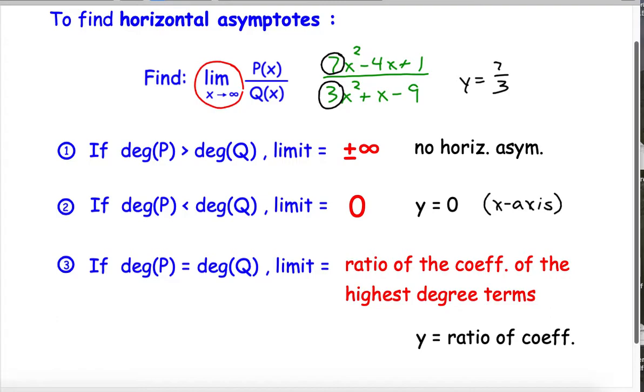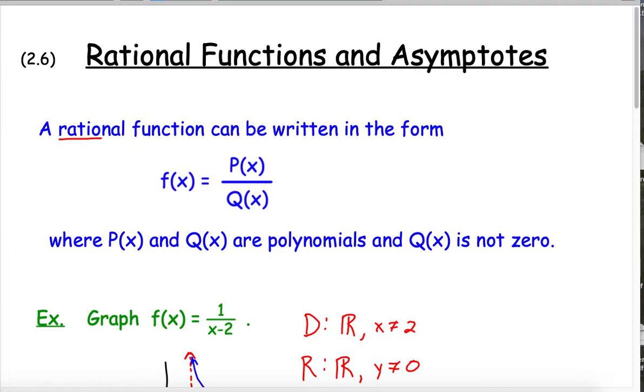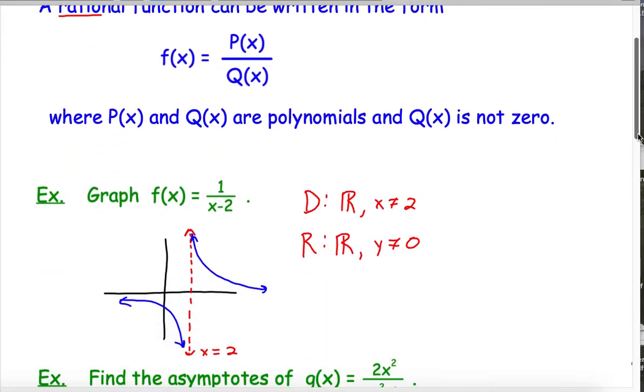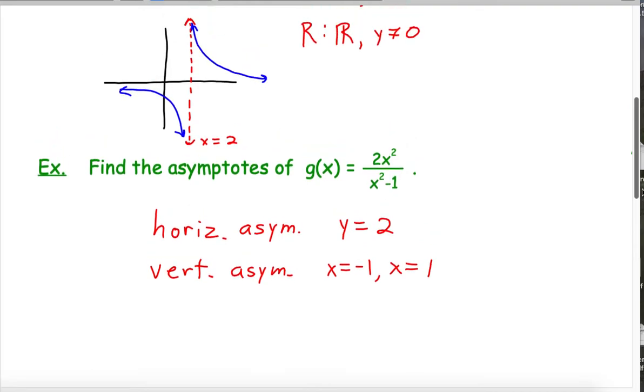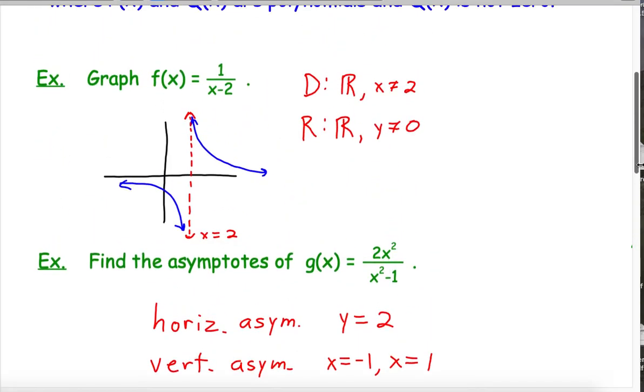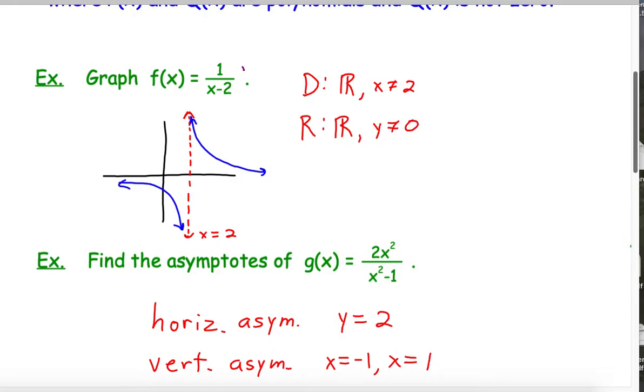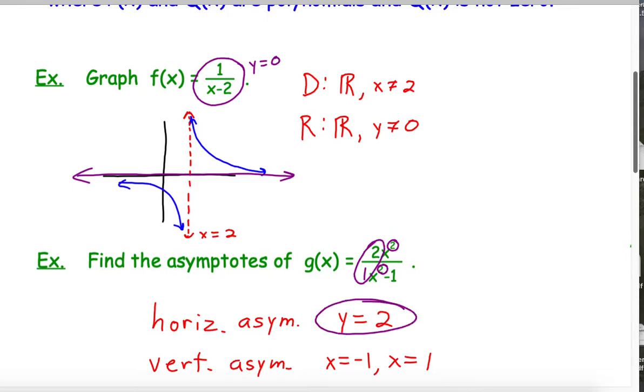All right. Let me jump back for a minute and look at these problems we did earlier. In this first case, the degree is bigger in the denominator. We have x to the first, and we don't have an x in the numerator. So that limit is 0, and we have an asymptote at y equals 0. And sure enough, there's your horizontal asymptote. In the second case, the degrees were the same, and so it's the ratio of the coefficients, which would be 2 over 1. And that was our horizontal asymptote, y equals 2.